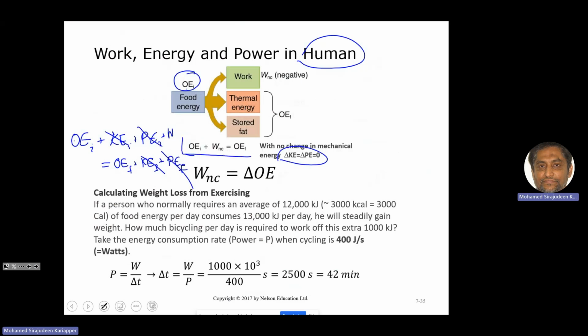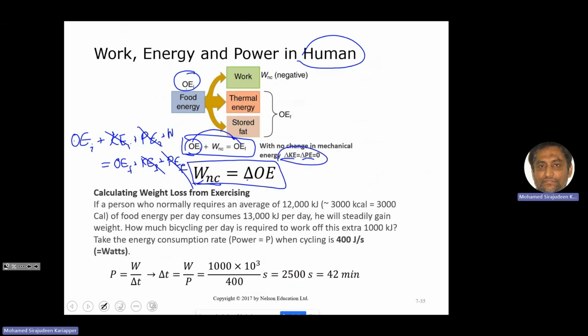So you will end up with a simple equation with this condition, which again, if you take it to the other side, you can say work done by non-conservative forces is equal to change in other forms of energy. These are special cases, okay?